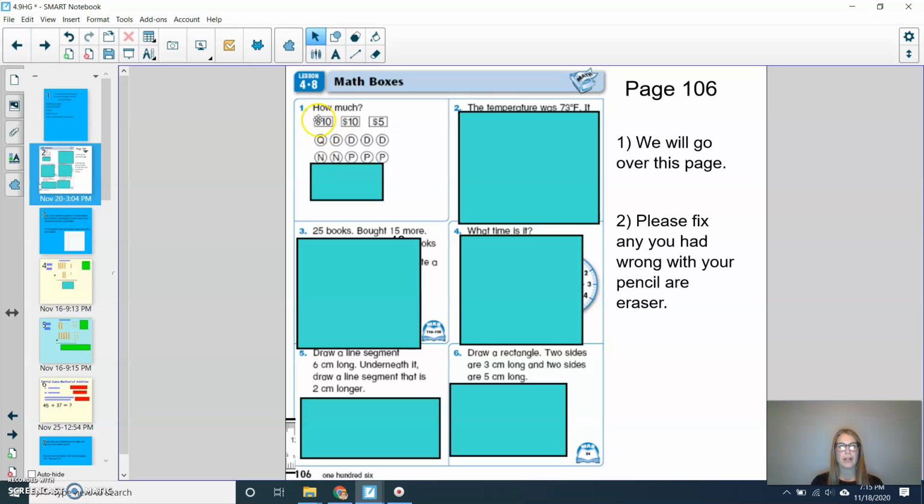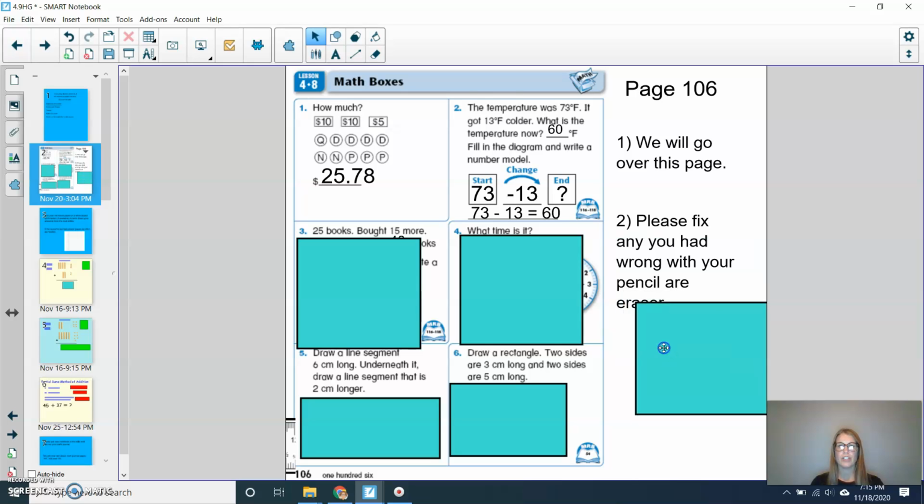Looking at question number 1, how much money do you have if you have two $10 bills and a $5 bill? If I count my bills first, I can see I have $25. And then if I look at my coins, I have a quarter, which is 25 cents. And then my dimes, so 35, 45, 55, 65. Then I can start counting by fives, 70, 75, and then pennies, 76, 77, 78. You should have had $25.78.